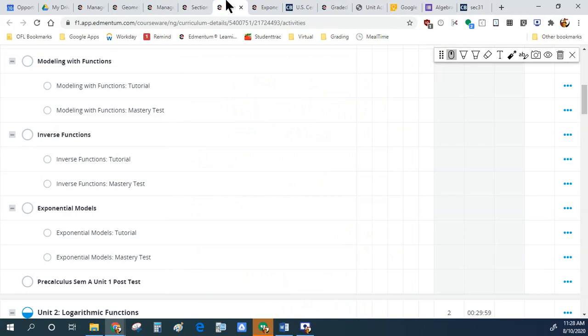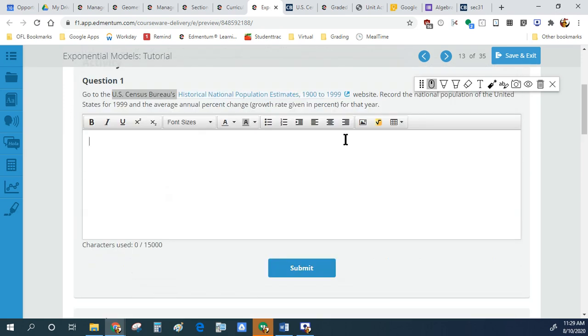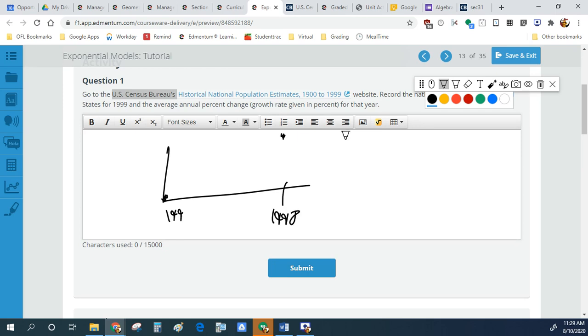All right. So here we're going to record the national population of the United States in 1999 and find the average percentage of growth. If we're finding the average percent of growth, let's say we have a graph here. We start off at 1999, and then we're here at 1998. It's basically asking us to find the slope.